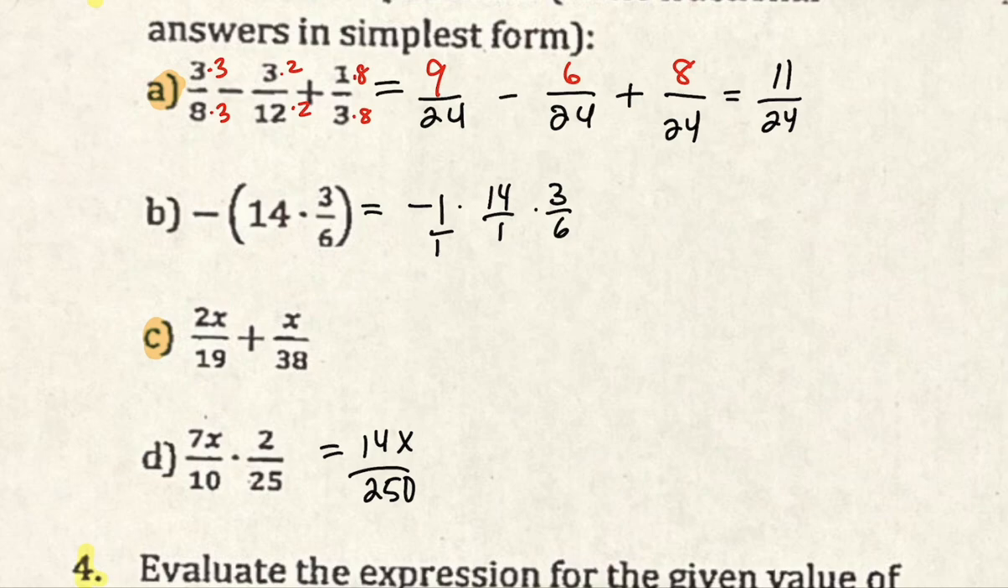But if you notice, both 2 and 10 are divisible by 2. So you can do that as well. No matter how you slice it, you're going to have to take out a factor of 2 to get it into reduced form. And so we get 7x over 125.